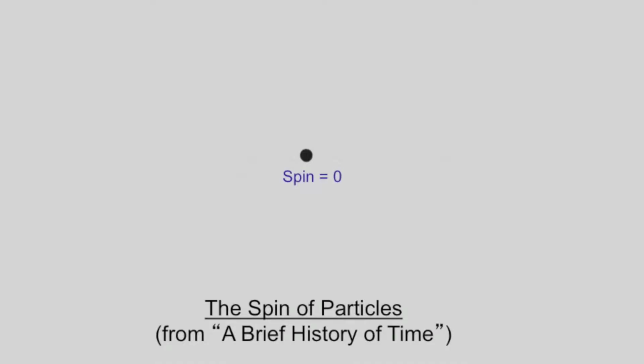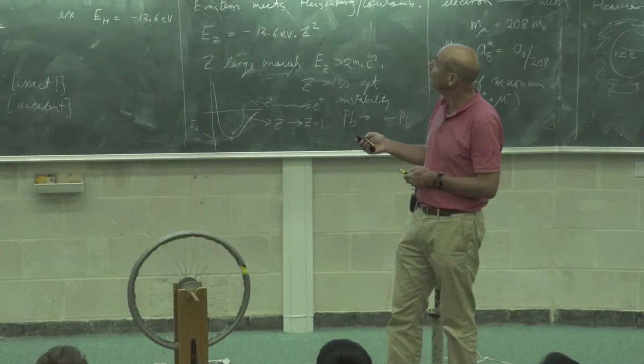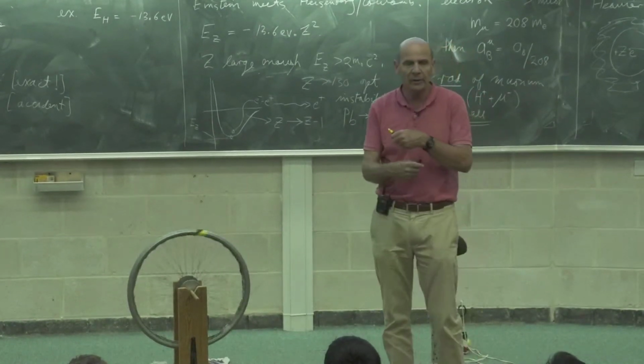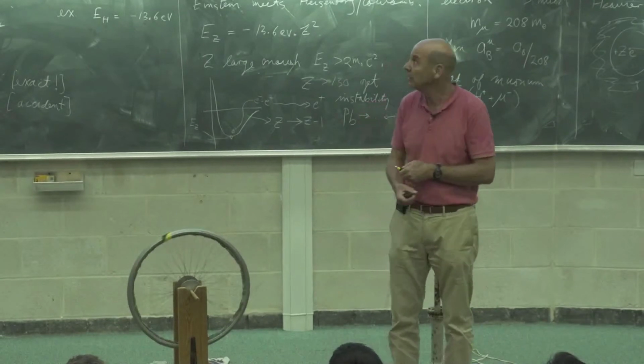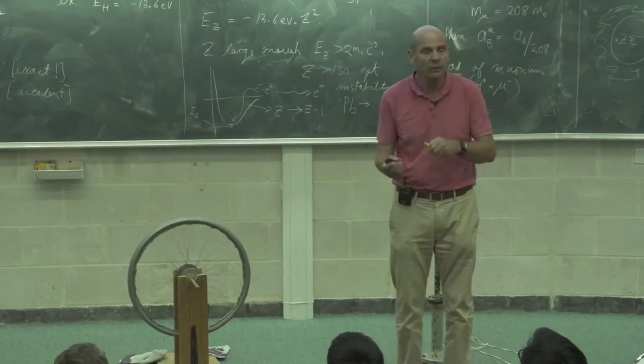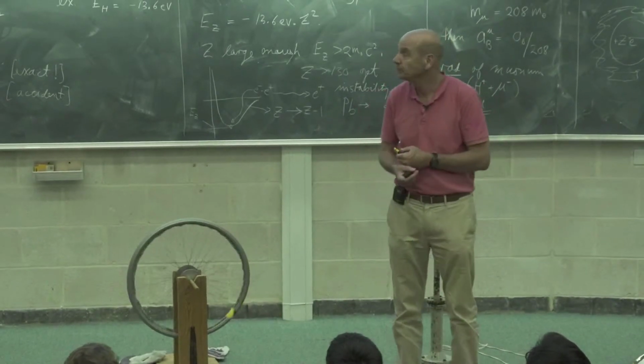Well, the character of a spin depends on its magnitude. And here's a picture from A Brief History of Time, where we see a spin 0 particle. It doesn't do anything in particular when you rotate it. A spin 1 particle, you can rotate this and it will then point down. This spade will point down after you've been through half a rotation.